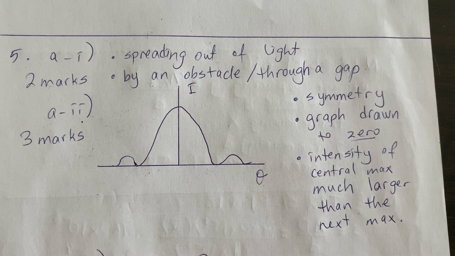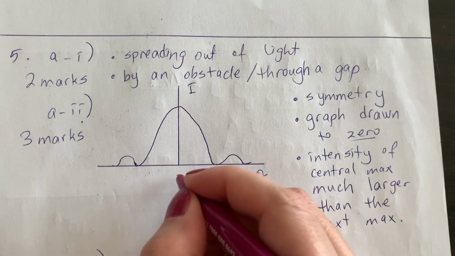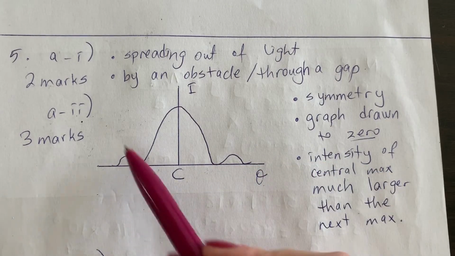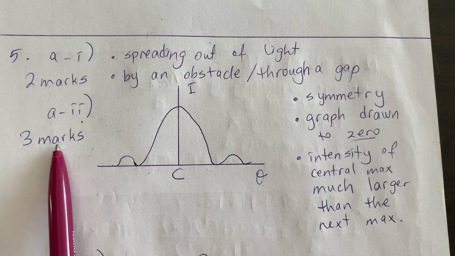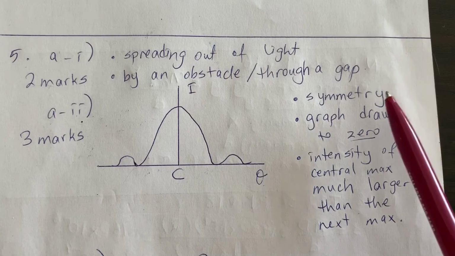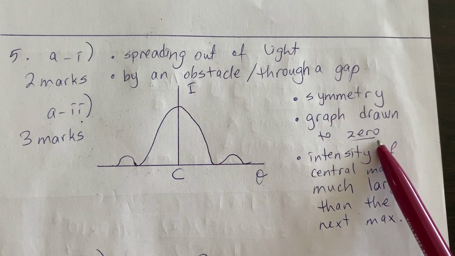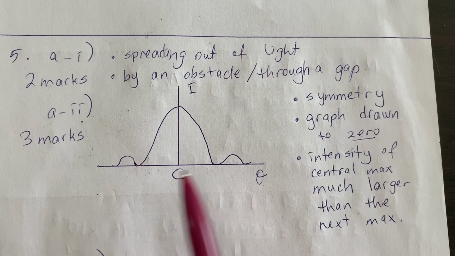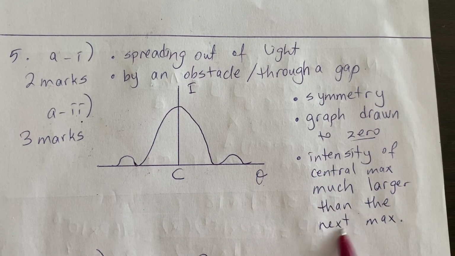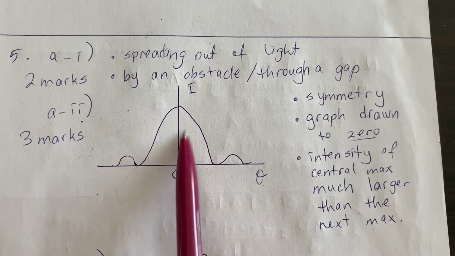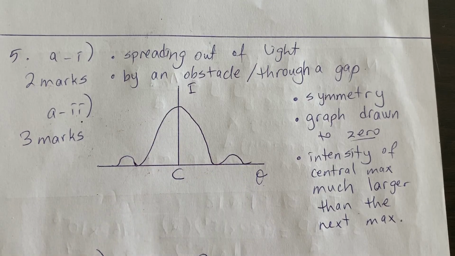Part 2 gives us the diagram and asks us to sketch a graph to show how the intensity I varies from point C given on the screen. So you draw the single slit intensity pattern graph. This is a 3-mark question. Things to watch for is symmetry, graph being drawn to 0 over here and here, and intensity of the central max much larger than the next max. So make sure this is much larger than that.